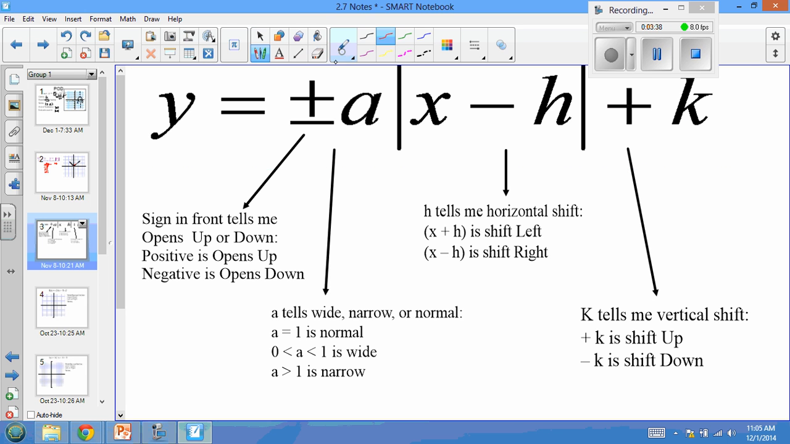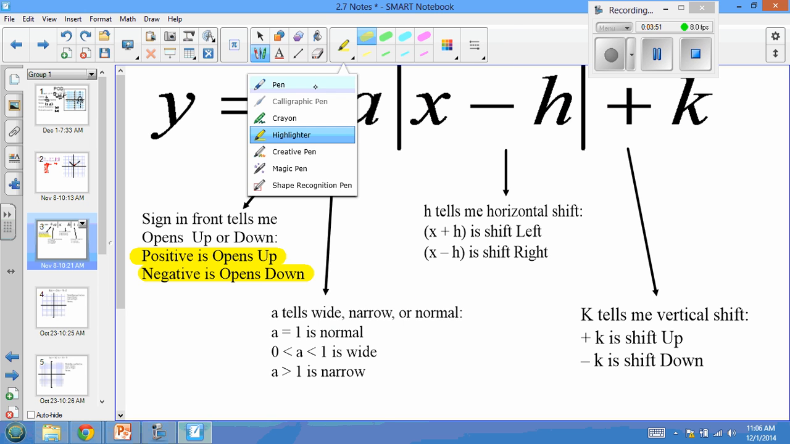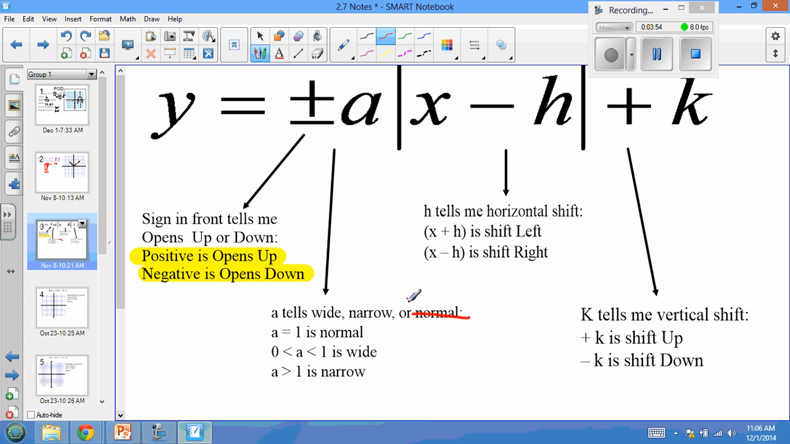So just like before, get your highlighter. The sign out front, your plus minus, tells you if it opens up. So if it's positive, opens up. Negative opens down. A tells you wide, narrow, or neither. So this says normal, but we're used to using neither. So if A is equal to 1, we are neither. So we want to highlight that. Okay, if A is greater than 1, it's narrow. And if it is less than 1, it is wide.